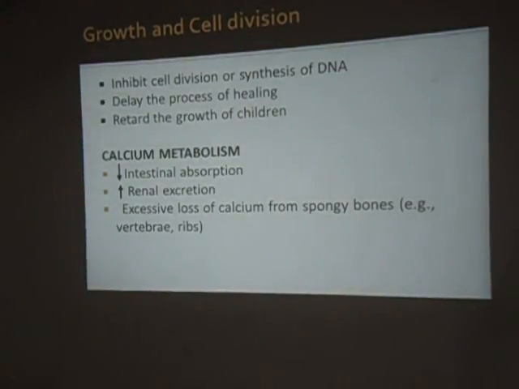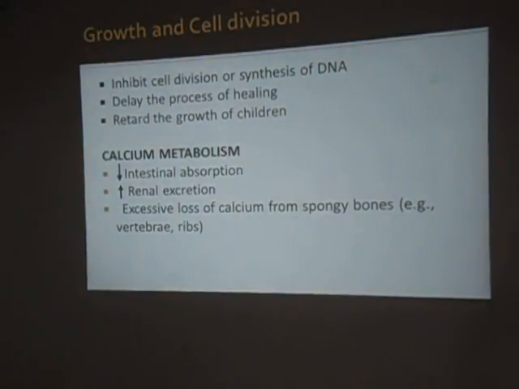So, growth and cell division. In most of the cases of children, we try to avoid glucocorticoids in the earlier stage, either in asthma or in nephrotic syndrome. But if it is used, we see stunted growth or retarded growth, and delayed healing; all these things will be there.